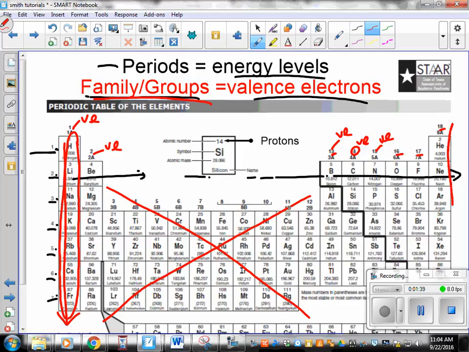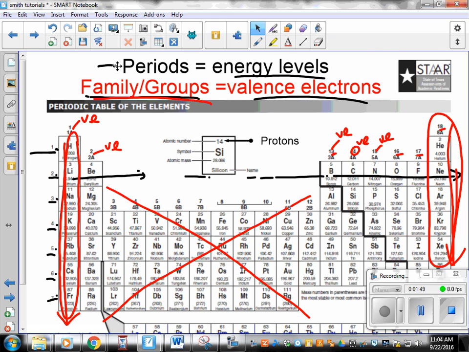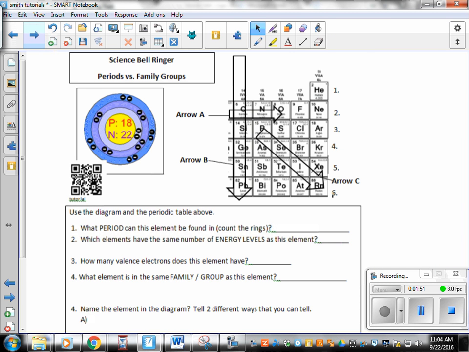Now, family group 18, the noble gases, is special. All of these have a full energy level. They're not going to react with the other elements. Okay, so the bell ringer going over period and family groups.